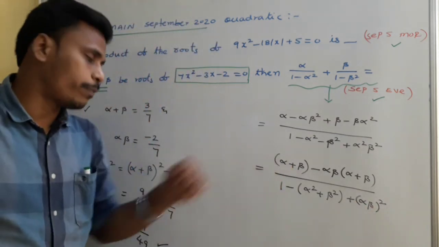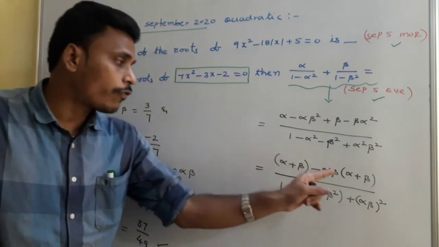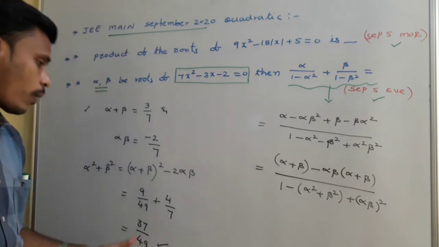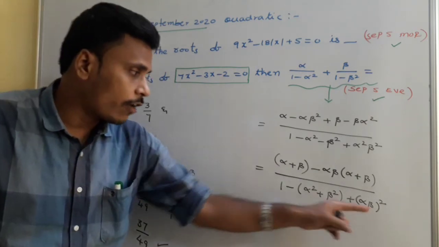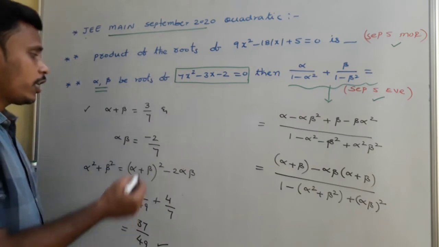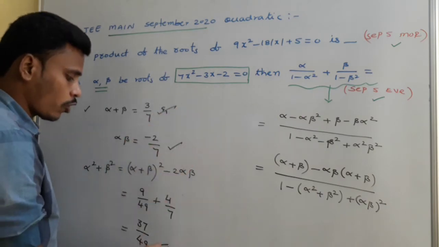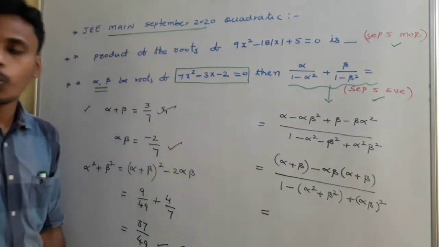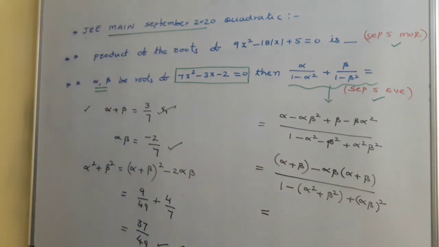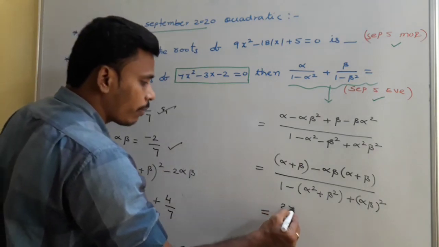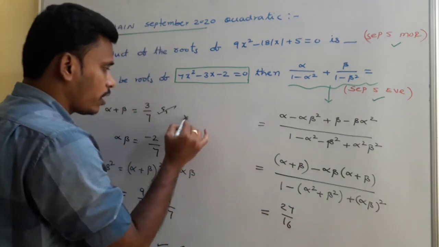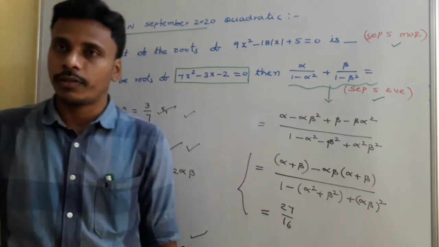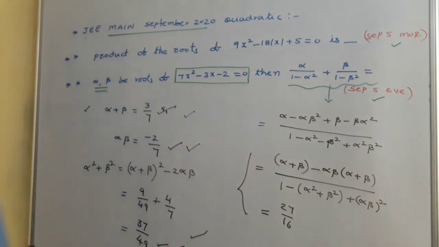So we know alpha plus beta is 3 by 7, alpha into beta is minus 2 by 7, and alpha square plus beta square is 37 by 49. Again alpha into beta is minus 2 by 7. When we use these three values here in this part, on simplification we will get the required answer, and the required answer is 27 by 60. Use these three values, substitute here and simplify it to get that 27 by 60. Just do it now.